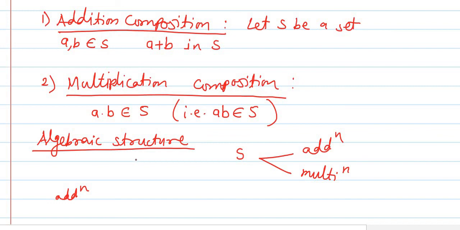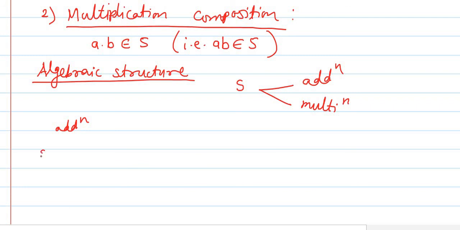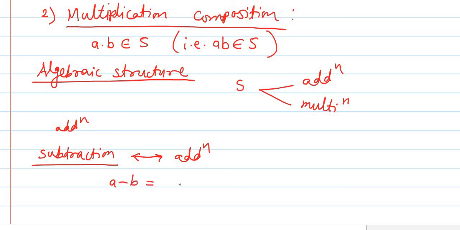We have also observed that subtraction and division can be defined as the inverse operations of addition and multiplication respectively. How can we define subtraction and division? Subtraction can be defined as the inverse operation of addition, meaning A minus B can also be written in the form A plus (minus B), where obviously minus B belongs to the set S.